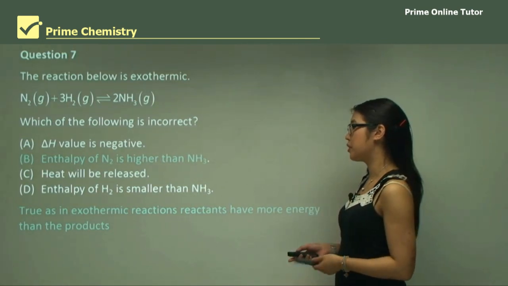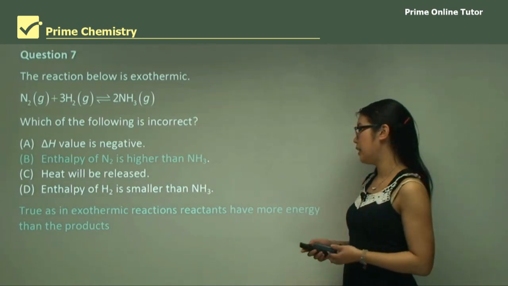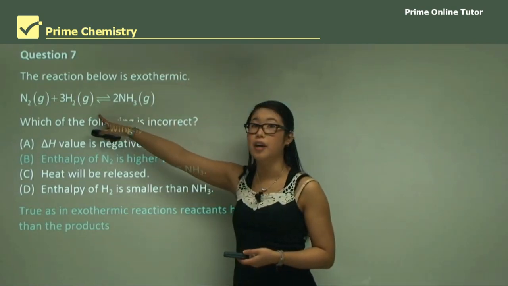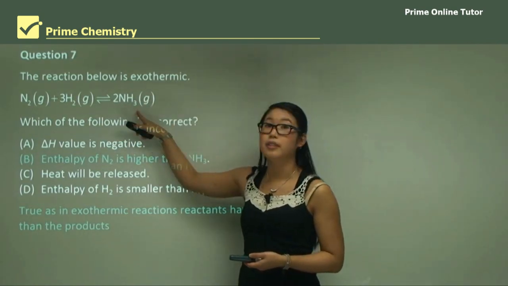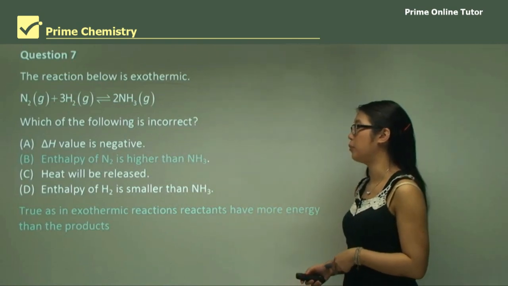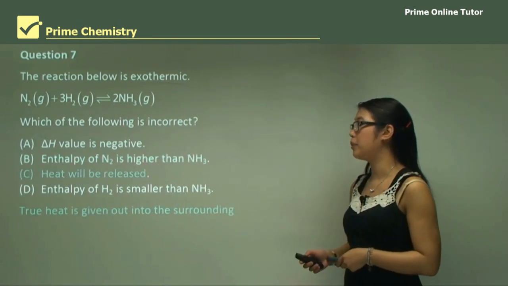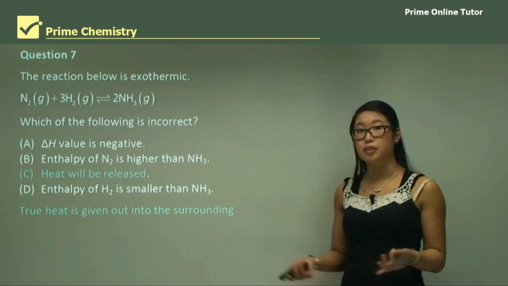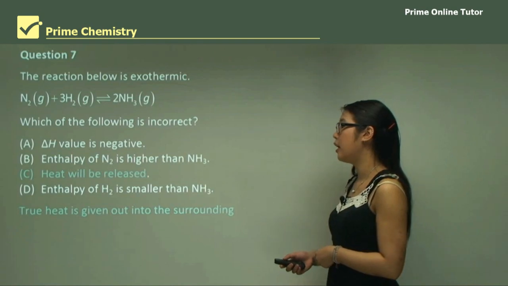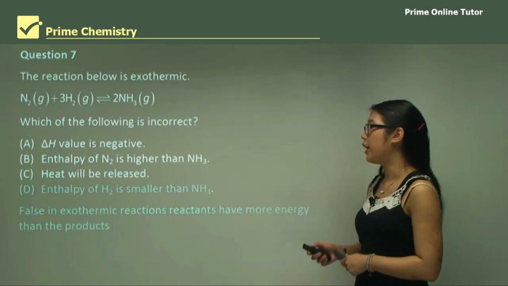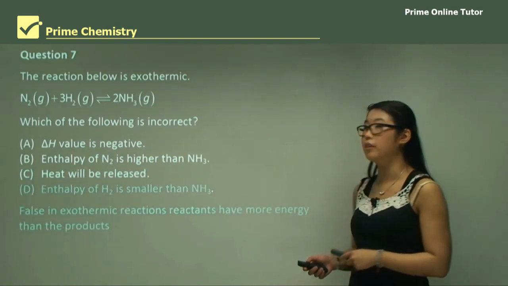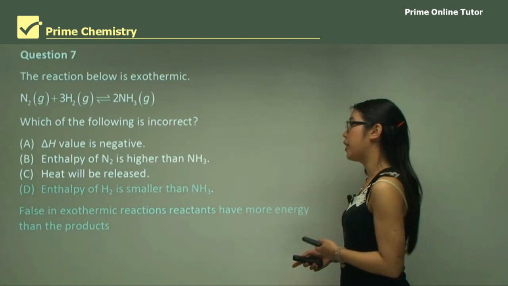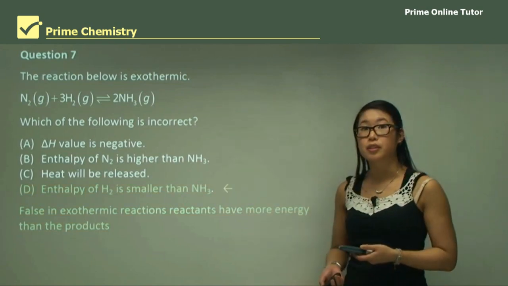It's true because in exothermic reactions the reactants have more energy than the products. So the reactants here, N2 and the hydrogen, are therefore higher than this one. So that's not the one. C, heat will be released. It's true, it says it's exothermic, so therefore it's giving heat out to the surroundings. So heat's released. D, enthalpy of the hydrogen is smaller than the enthalpy of the ammonia. It's false. In exothermic reactions, the reactants have more energy than the products. So this one is the correct answer to pick.